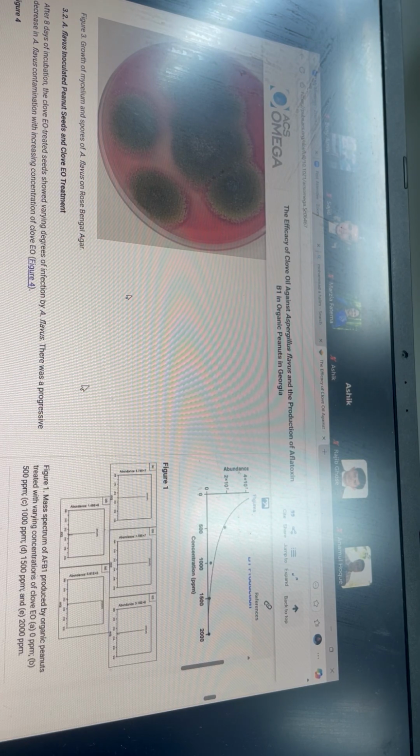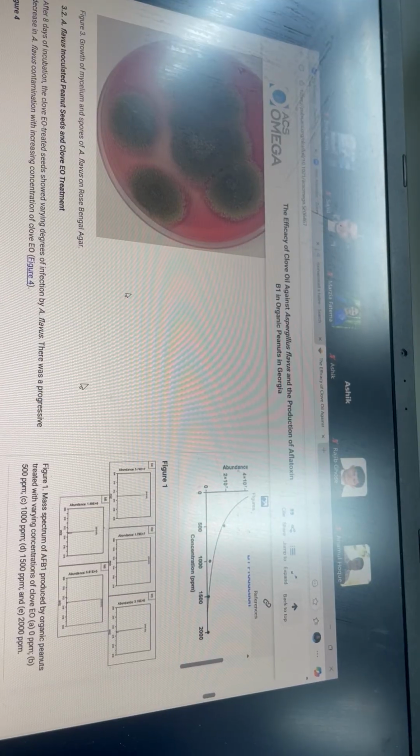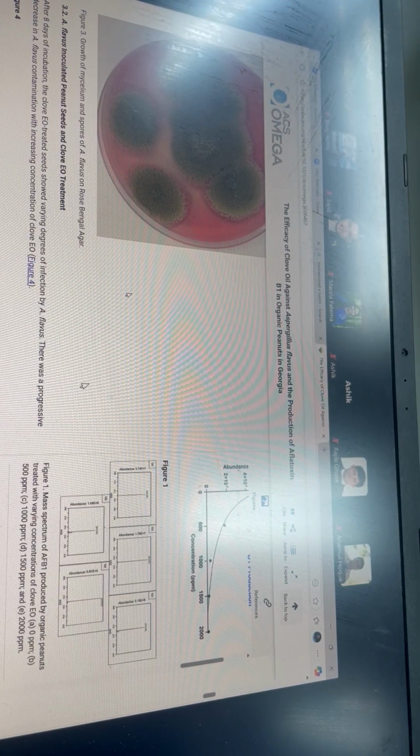That means without using any standard, we can analyze. You cannot quantify, but you can identify the presence or absence. But if you want to quantify, then you need some kind of standard or isotope labeling.